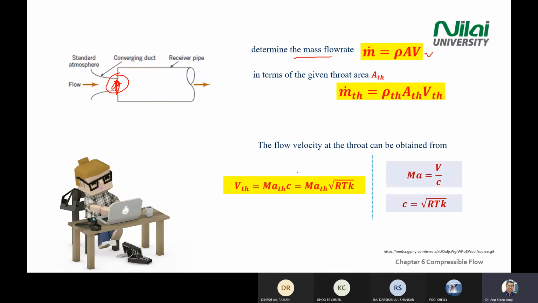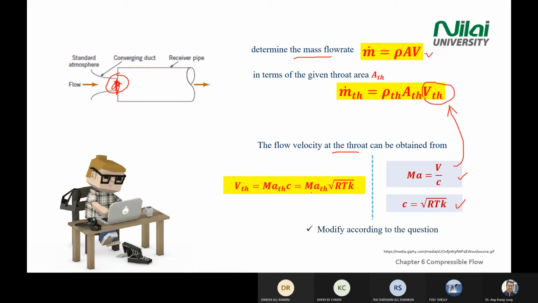So recall, since we need to find the velocity at the throat, we can use the Mach number definition. I keep repeating asking Ku just now, and I asked Dinesh just now about the definition, and Shirley helped to answer also on the Mach number definition. So again, it is important. Then you rewrite the equation to find the velocity at the throat. You take these two equations, put them inside there, and you get one new equation for V throat.